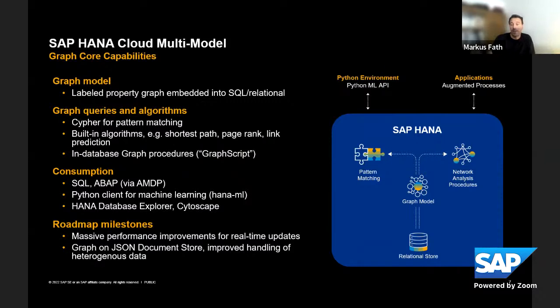Labeled means that the vertices as well as the edges can have an arbitrary set of attributes. So for persons, there may be first name, last name, birth date, and stuff like that. And for the edges, there might be, for example, a validity date. These are the labels to the property graph. It's directly embedded in SQL.